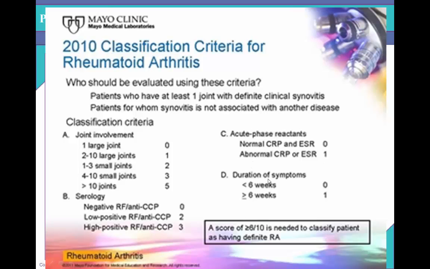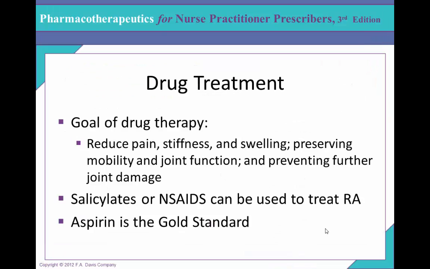And duration of symptoms, if it's less than 6 weeks, is 0. And if it's more than 6 weeks, is 1. So if the score is 6 out of 10 or more, then you have a definitive classification of rheumatoid arthritis, and the patient most likely has it.